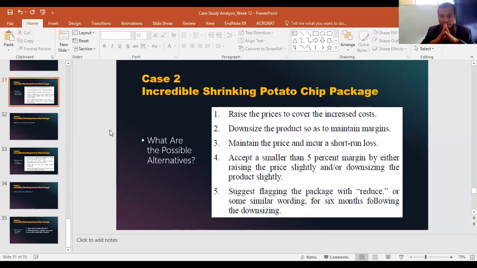Cover the increased cost. My decision would be to raise the prices to cover the increased cost. Okay, so that is the constraint we have.